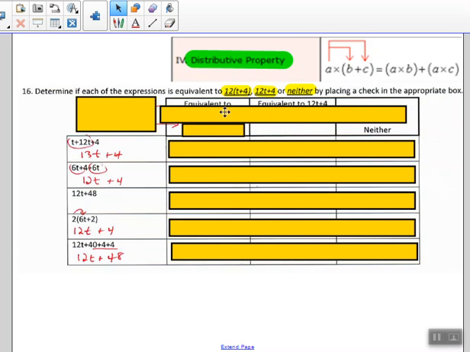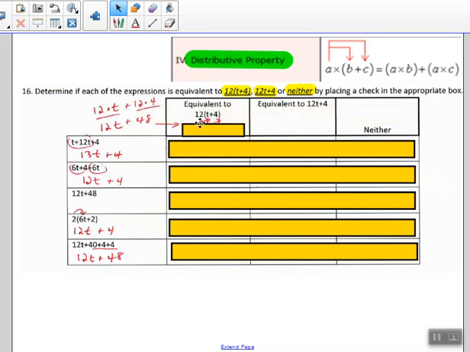So the first thing we should do is distribute. 12 times t, well, that's 12t. 12 times 4, well, that's 48. Now, I did that because I want to be able to think of this as an equivalent value, because I have to eventually figure out, is it this one or neither? And if I can distribute here and realize that that's really 12t plus 48, that'll help me out with some of these down here. Now, this one I don't have to do anything with because I don't need to distribute, and there's nothing for me to combine.